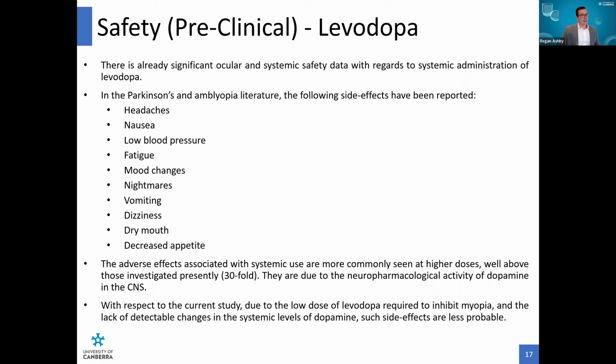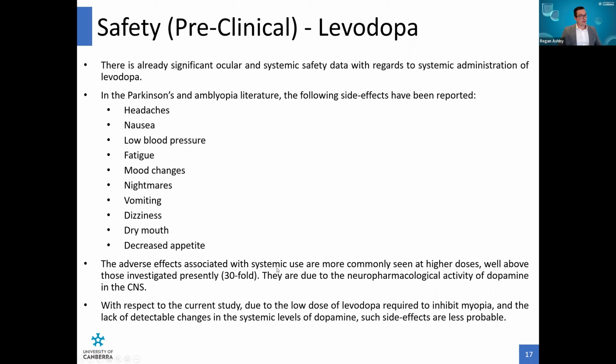Now, most of these adverse effects are seen at the higher doses of levodopa carbidopa administered to the patient, and usually after chronic treatment periods. These concentrations are well above that which is required to treat myopia. It can be up to 30-fold higher. Actually, the concentration we're using to treat myopia is below any normal concentration that would be used to treat either Parkinson's or amblyopia, and below even the safety data that exists. At those lower concentrations used in Parkinson's and amblyopia, little to no side effects are observed.